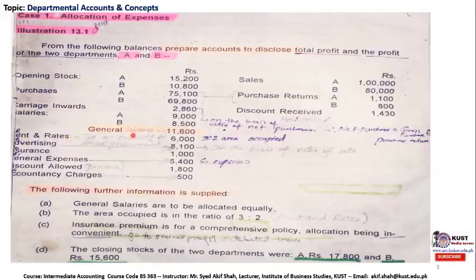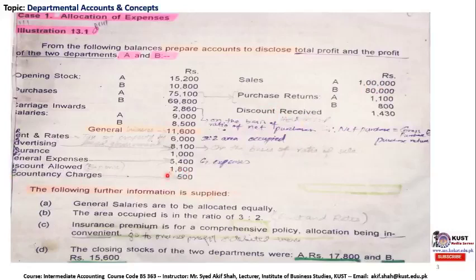Then the remaining data: rent and rates is 6,000, advertising is 8,100, insurance expense is 1,000, journal expenses are 5,400, and discount allowed on your sales. When you are selling your commodity or products, you are going to give discount to the customer, which is an expense from the perspective of the company. However, the customer who is receiving the discount, it is actually discount received or revenue from the perspective of the customer.